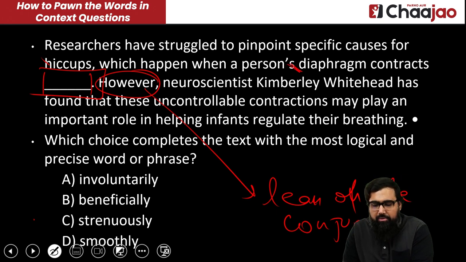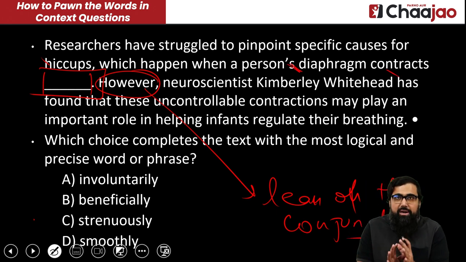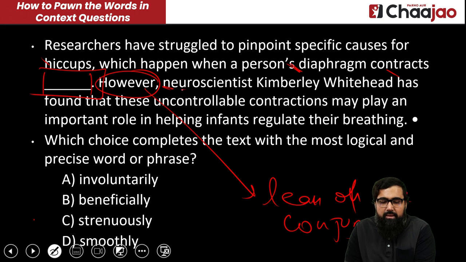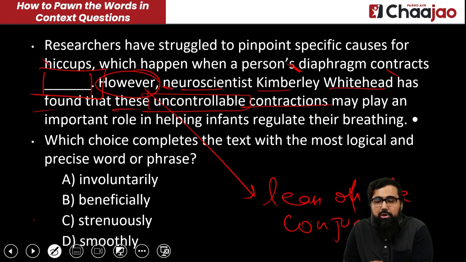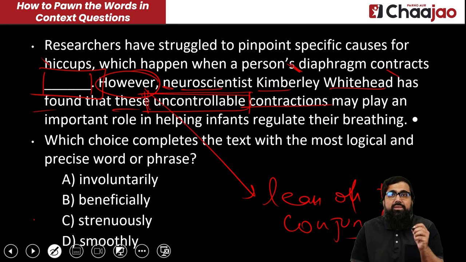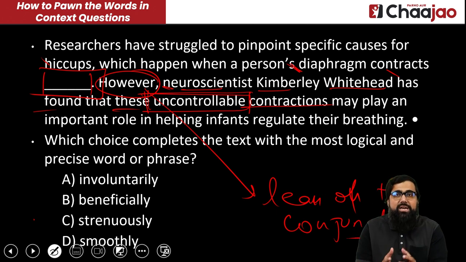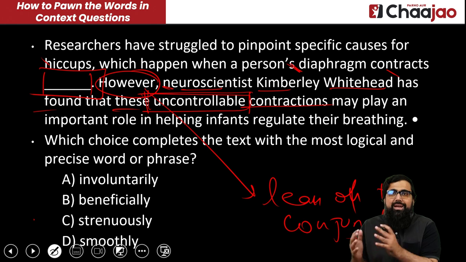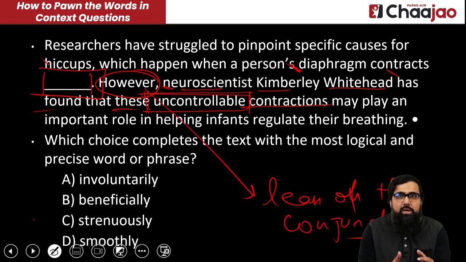So how the diaphragm contracts, we don't know that right now, but the next sentence says, neuroscientist Kimberly Whitehead has found that these uncontrollable contractions. So what are we saying? We are talking about some uncontrollable contractions. So something that we can control is voluntary, and something that we cannot control is involuntary.